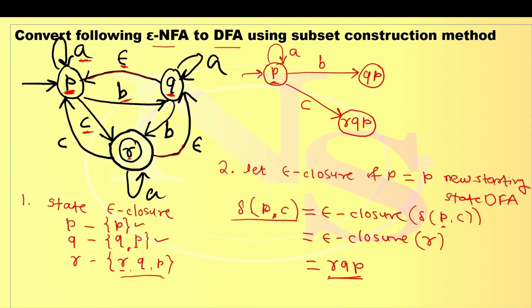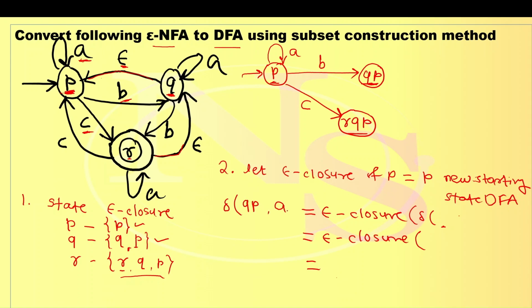Now similarly, you need to repeat the process for all the remaining states. Remaining states means what? Once we get a new subset, like here QP is a new subset, find out transitions for ABC from QP. Find out transitions for ABC from RQP. Repeat the process. How to repeat it? Same, delta. Initially we will take QP.